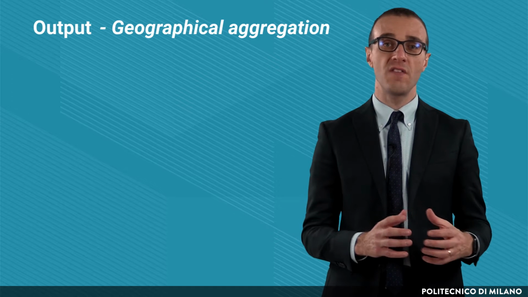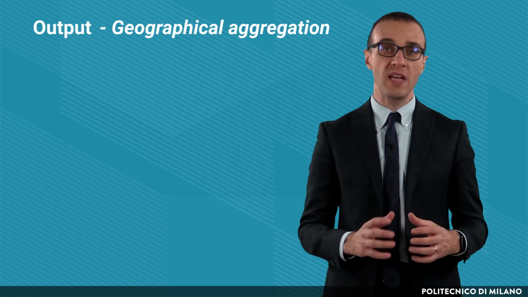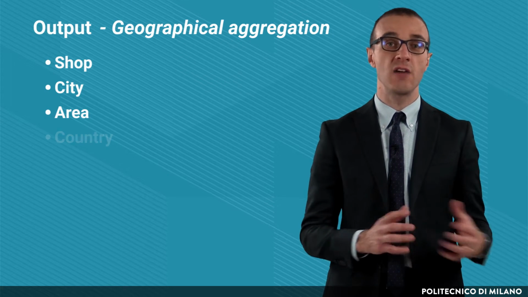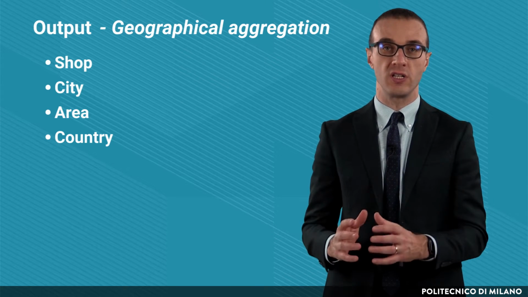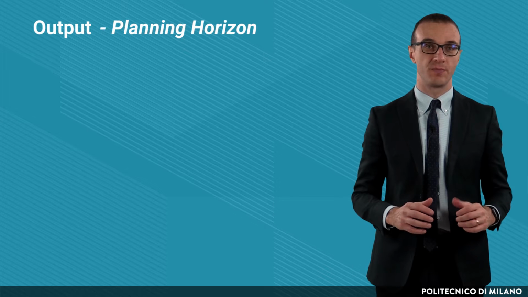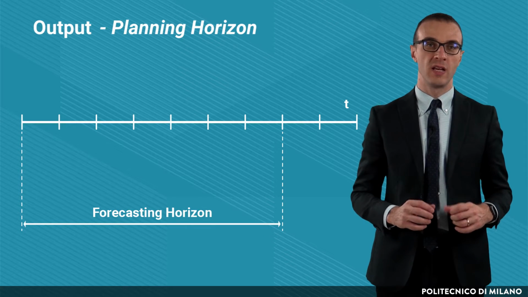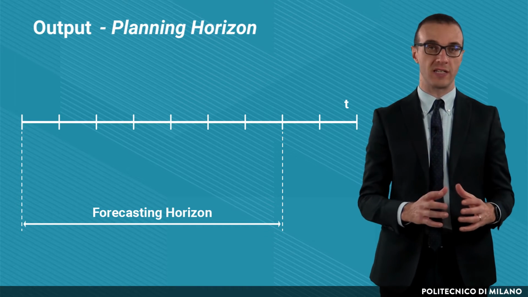Then we have the geographical aggregation, that is the level of detail with which we want to make the forecast. It could be the single shop, the city, the area, the country, according again to the specific objectives of the forecasting process. Then we have the planning horizon. Here we have to decide mainly 3 things. The forecasting horizon, that means how far we will push the forecasting activity every time we conduct it.